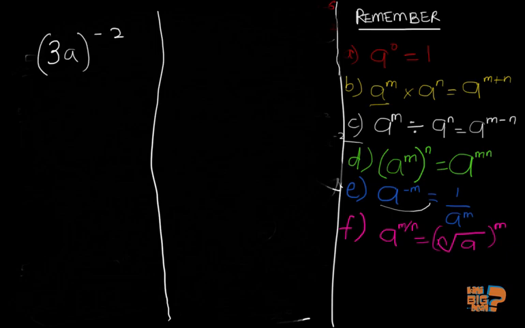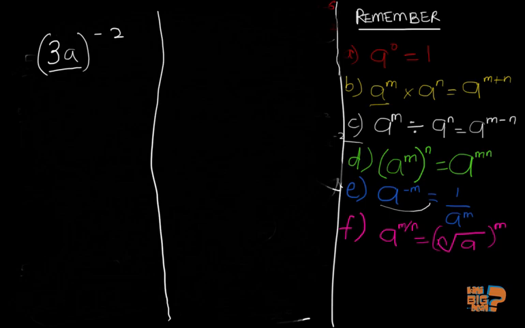This is tricky, okay? And the key idea is don't get too smart with yourself. 3a is just a number, okay? Forget that it's made up of 3 times a, but eventually 3 times a will have a value. So treat 3a as if it's a number. What do we do to numbers that are raised to power minus 2? Like this is our rule E here, we remove the negativity. How do we remove the negativity?